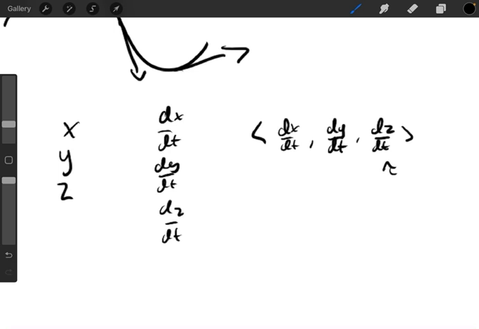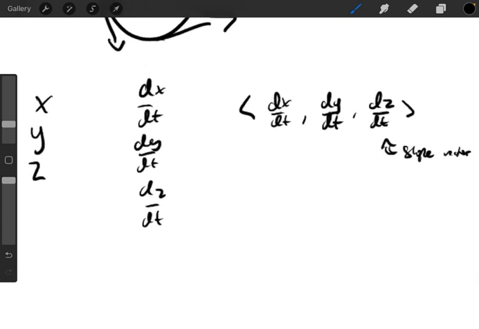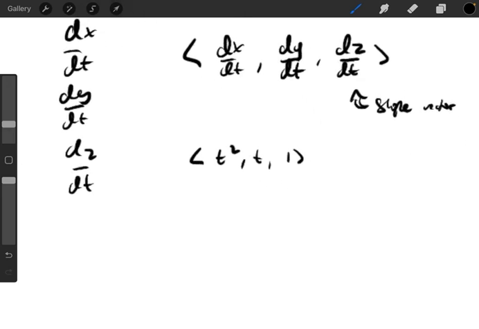This is your slope vector at any given point. And say you get, after deriving with respect to t, your slope vector is equal to t squared, t, 1. And you wanted to find the slope vector of this curve at t equals 2. All you do is plug in 2.